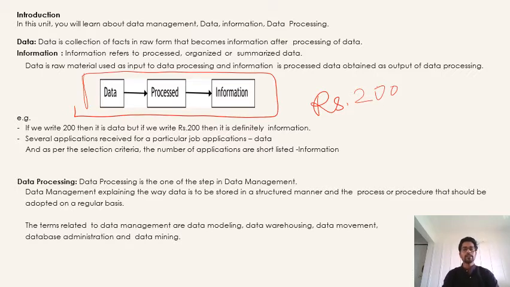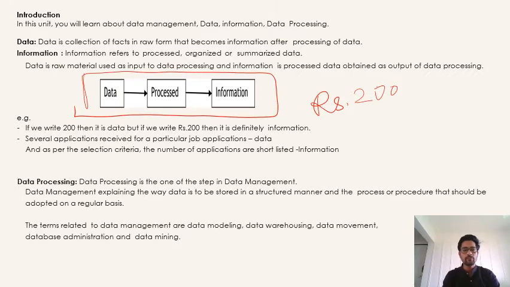Another example: the applications received for a particular job. We don't know which applications are properly filled or not, and that kind of thing is considered data. And as per the selection criteria, the number of applications that are shortlisted is called information. Whatever job applications are received or collected, once processed as per the selection criteria, that is called information.